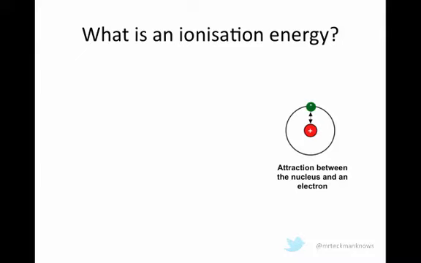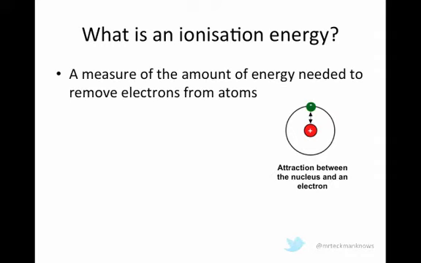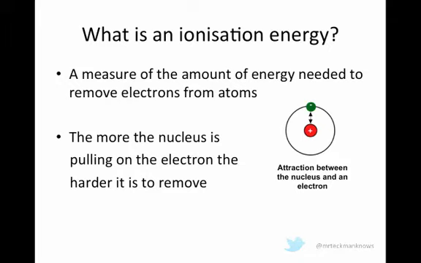Well, as you know, all electrons are held in place by the attraction to the nucleus. And the ionisation energy is essentially how much energy you need in order to pull that electron away from the nucleus. The more the nucleus is pulling on the electron, the harder it is to remove.